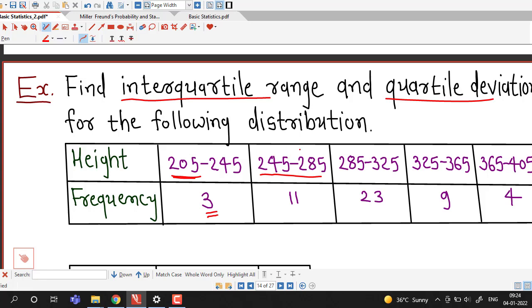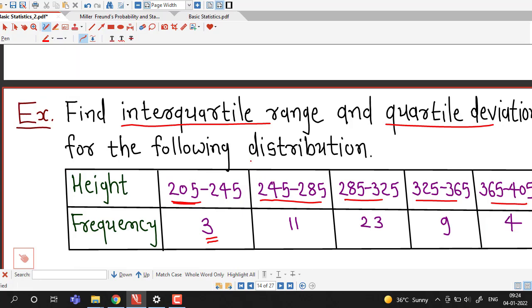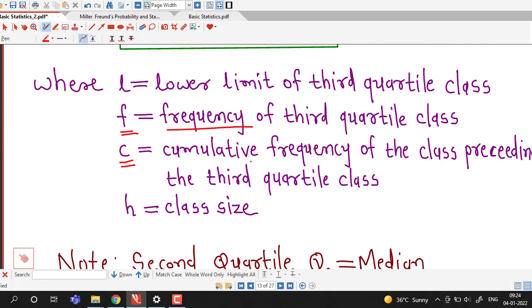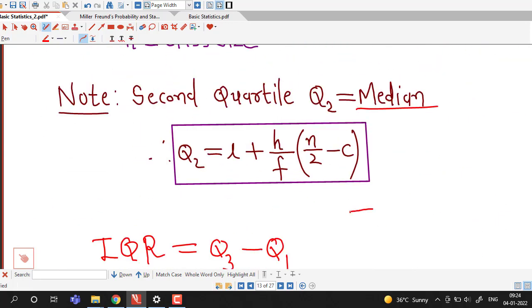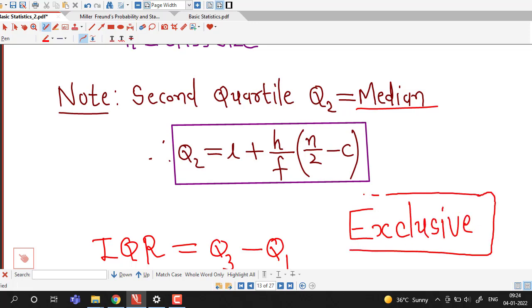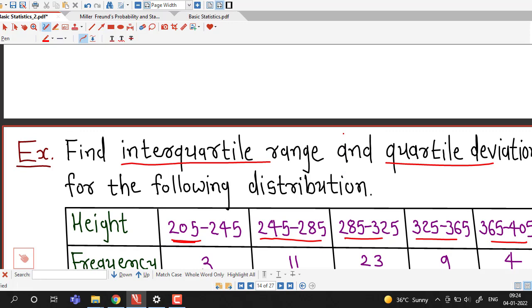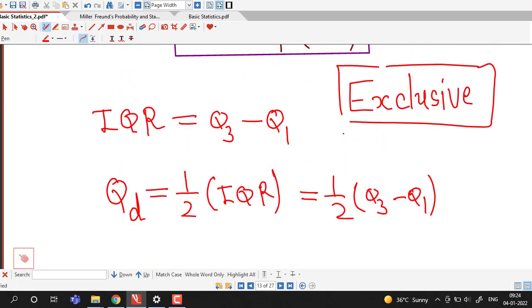245 is included. Similarly, we are given frequencies for each of these classes. Now one more thing, for all these formulas, our classes must be exclusive. So if classes are not exclusive, we have to convert them into exclusive type classes before applying all these formulas for continuous frequency distribution.